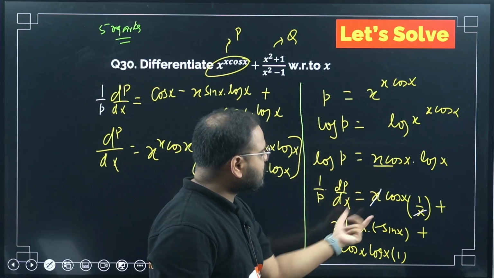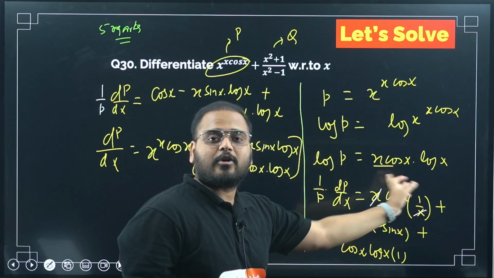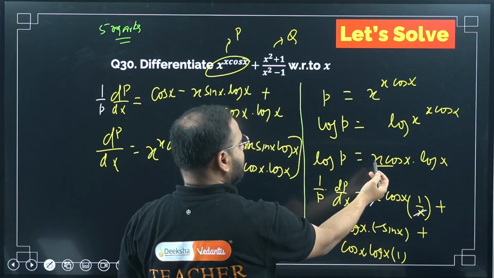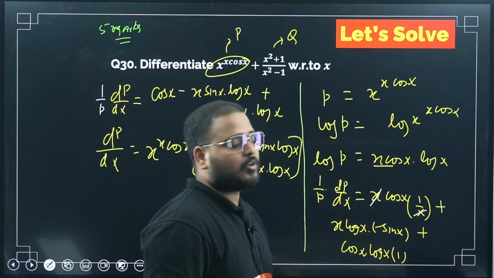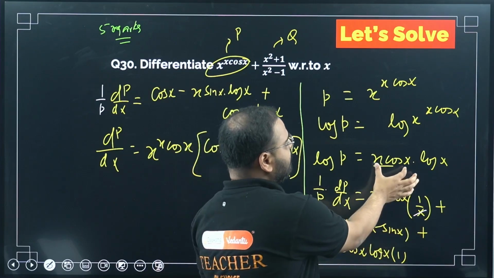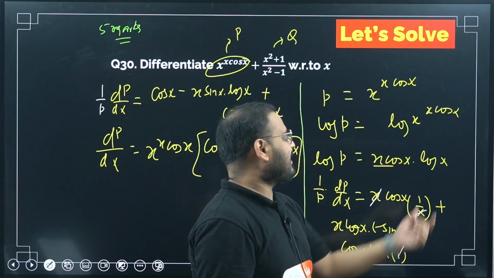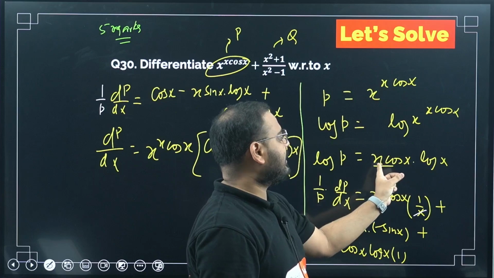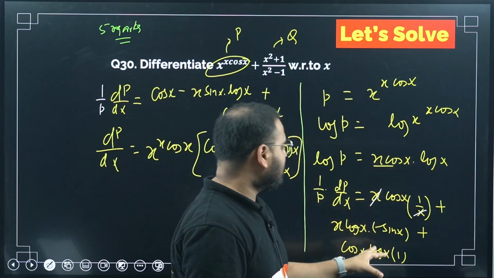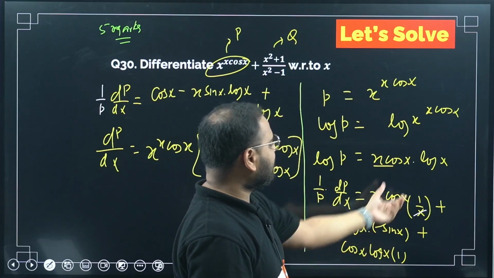So approach is same. The quotient rule, the product rule is applied for 3 terms. So first I kept x cos x as it is. I did for log x. Quotient rule, product rule, right? I keep the 2 terms as it is. I did for the 3rd term. Next I kept x log x as it is. I did for cos x, and then I did for x and kept other 2 as it is.